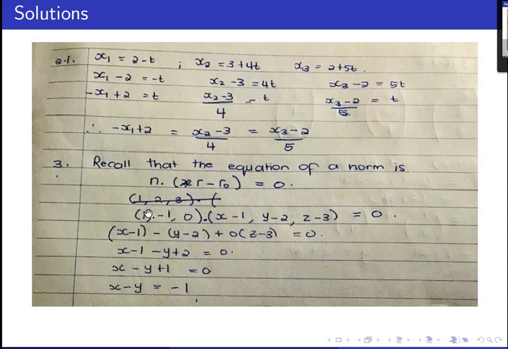This is the dot product. We multiply everything out. 1 times x minus 1 is x minus 1. Negative 1 times y minus 2 is just minus y plus 2, plus 0. We simplify further, and we get that the equation of the plane is x minus y equals negative 1.